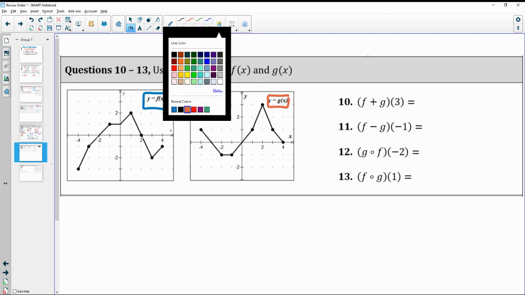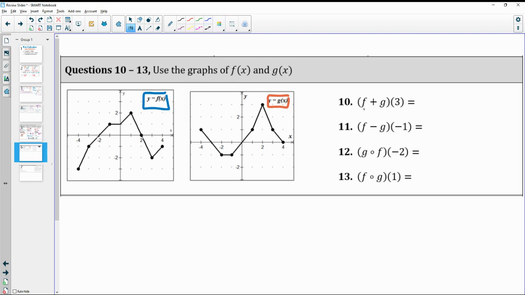So we're going to go over to the f function, and we're going to plug in 3, which means look to the x value of 3. What y value do we get back? So f of 3 is negative 2.